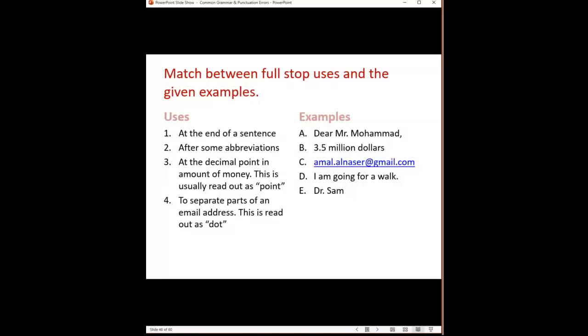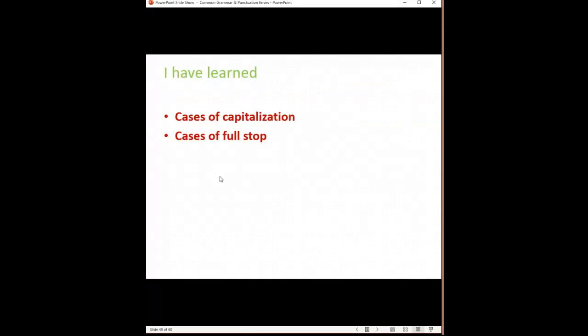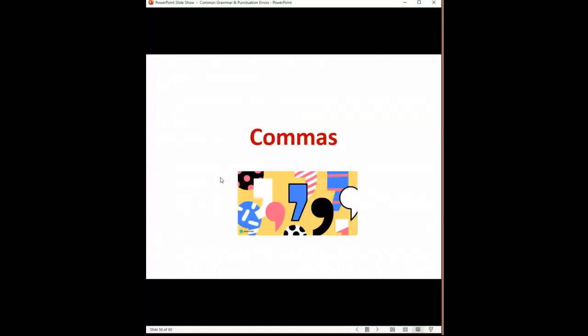Okay, so if you notice the uses of the full stop in sentences, in different examples, you can overcome the errors that you make in your writing. So it is useful to know the uses. So I have learned capitalization.